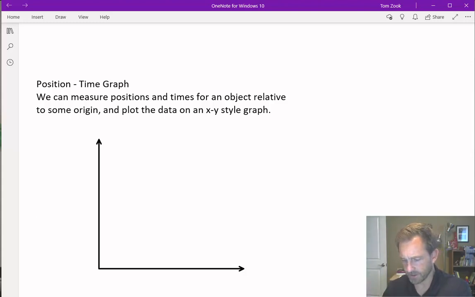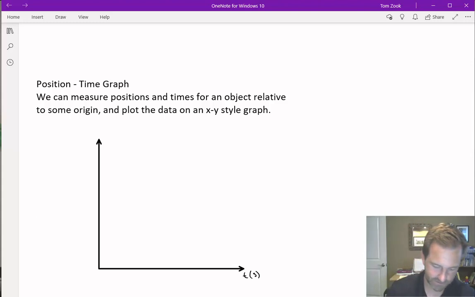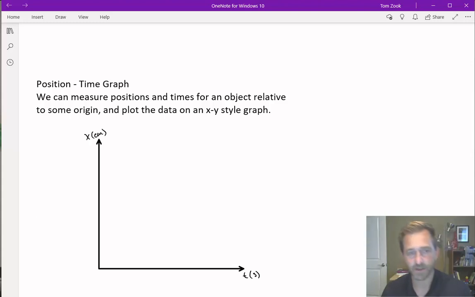Now, this will make a lot more sense in the future, but for now, we want to put time in seconds on our horizontal axis, and we want to put the position of the object on the vertical axis, measured in this case in centimeters. X is what we use for position because X marks the spot. Where is an object? It's at X.